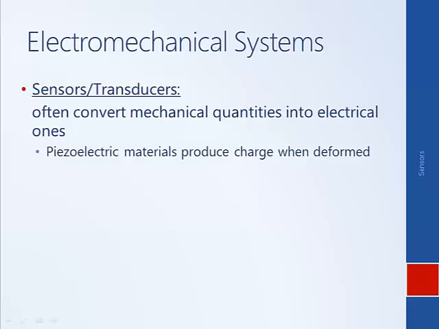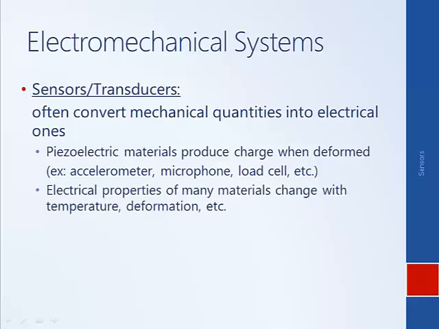One class of electromechanical sensor relies on piezoelectric materials. These are special materials that produce charge when deformed, for example quartz crystal. These can be used in things like an accelerometer to measure acceleration, in a microphone to measure basically sound. The microphone generates a voltage output in proportion to the pressure wave created by a sound wave. Load cells can also use piezoelectric materials to measure force.